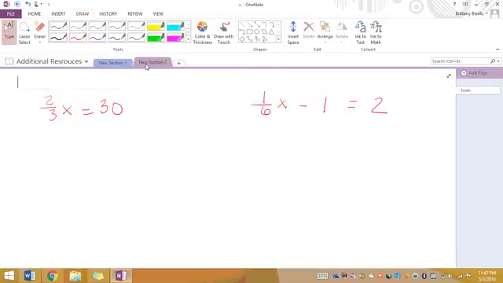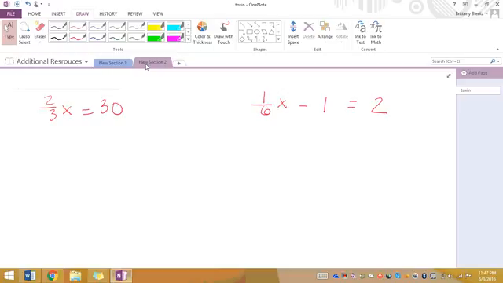Okay, so I've got two different problems right here. They're still equations because I've got a combination of numbers, variables, operation symbols, and an equal sign. So it is something we can solve. Let's see if it really is solvable. 2/3 x is equal to 30 is the first equation. And the second equation is 1/6 x minus 1 is equal to 2.